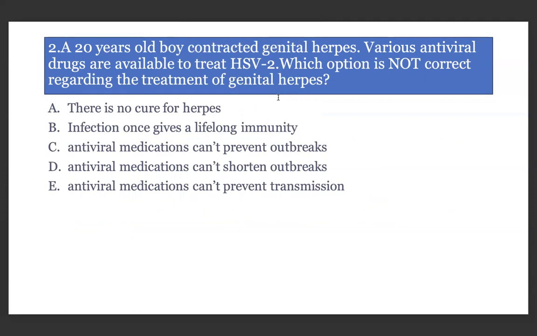A is there is no cure for herpes. B, infection once give a lifelong immunity. C is antiviral medication cannot prevent outbreak. D, antiviral medication cannot shorten outbreak. E is antiviral medication cannot prevent transmission. The A is correct option.